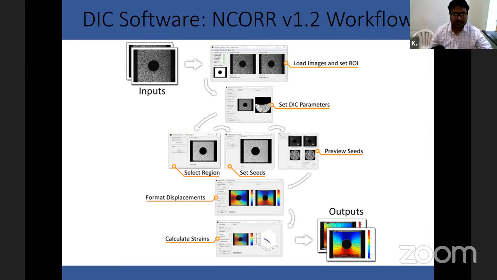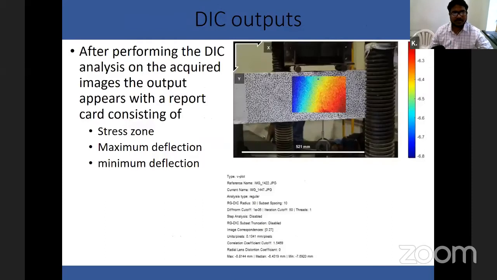And the DIC parameters are set. And the region of interest is used for selecting the seeds. Seeds are like, you can actually select the cluster of speckles which are applied, the black dots. A minimum of 3-4 seeds should be selected on the beam. With the help of seeds, you can calculate the displacements, and the strains can also be calculated. These are the outputs obtained from the DIC processing software. You can see from here the stress zones, maximum deflection values, and minimum deflection values also given in the report card available beneath it.